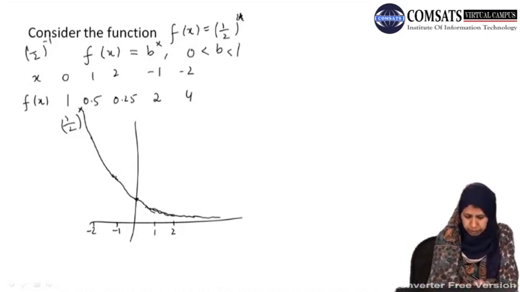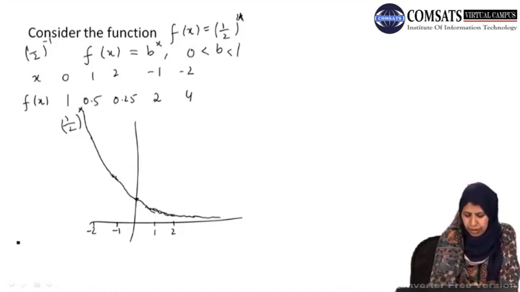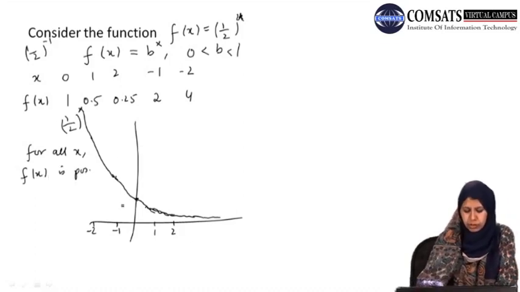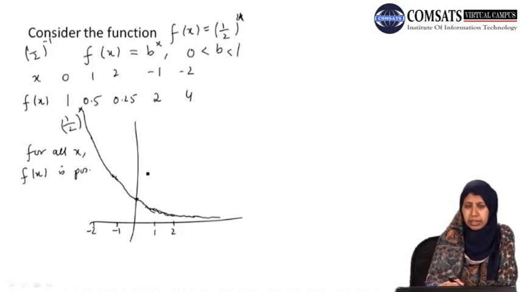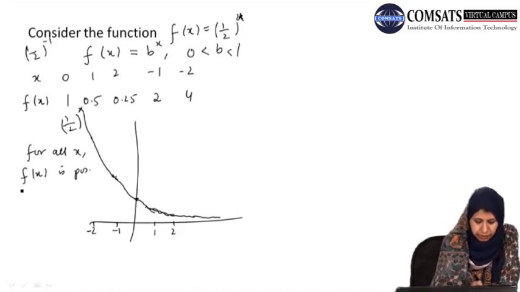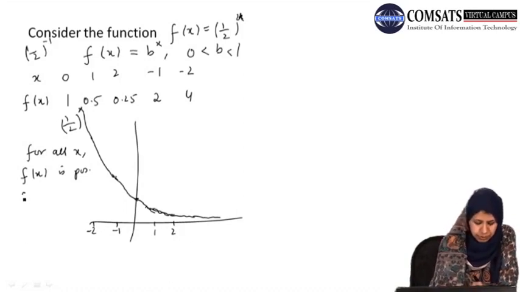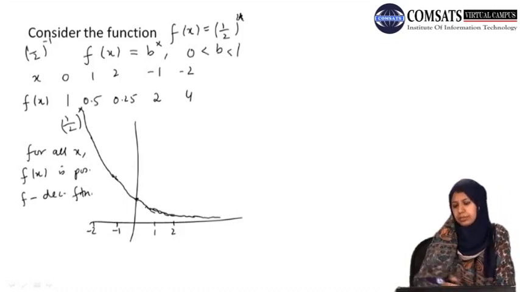Okay. First we observe in this graph that for all values of x, the output is only positive values. That is, for all x, f of x is positive. That is, the graph does not lie below the x-axis, it lies entirely above the x-axis. And the second thing which we have observed is that the graph is a decreasing function. F is a decreasing function.